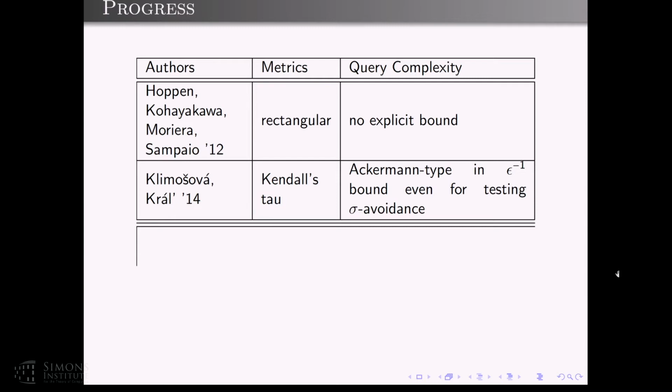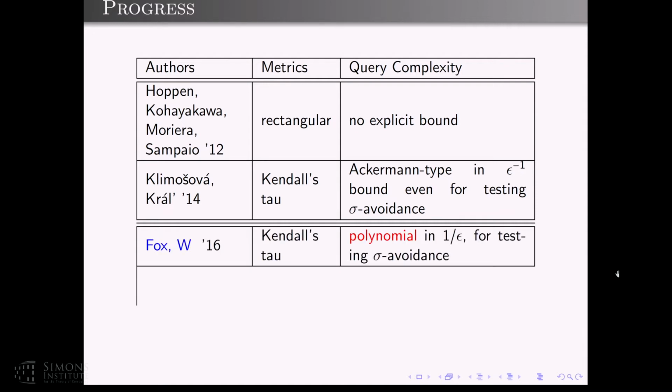They proved that with respect to the stronger metric, the Kendall's tau distance, the natural tester, picking a random subpermutation to see whether it has the property or not, is going to be a one-sided tester with query complexity. But their bound is a bit weak. For testing even sigma avoidance, their bound will be Ackermann type in 1 over epsilon.